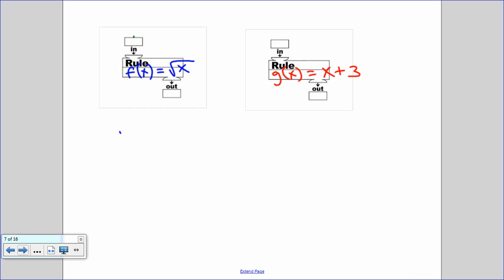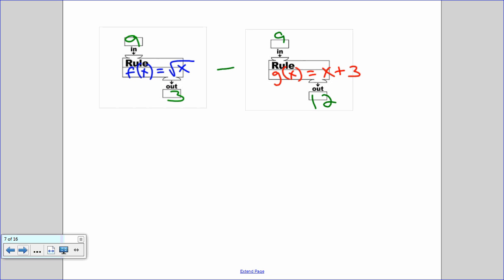All right, so let's choose a number to put in both machines. Let's make it easy here. I'm going to choose 9, and I'm going to put that in both machines. If 9 goes into f, I get the square root of 9, which is 3. If 9 goes in g, I'm going to add 3, which is 12.